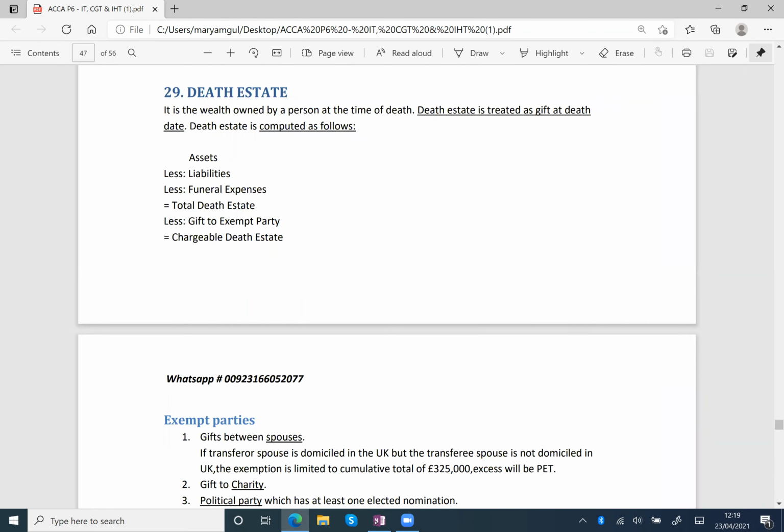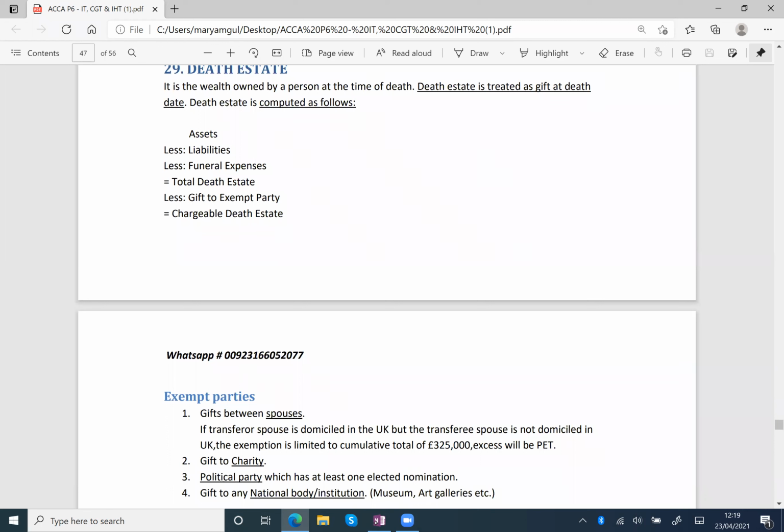How to calculate the death estate? There is a proforma. You just add the assets of the deceased person, less liabilities, less funeral expenses, and then the total death estate is given. From this, less gifts to exempt parties, and then you will get the chargeable death estate. So this is the proforma of death estate. Assets, less liabilities, less funeral expenses, and total death estate. From total death estate, deduct the gift to exempt party, and then chargeable death estate arises.